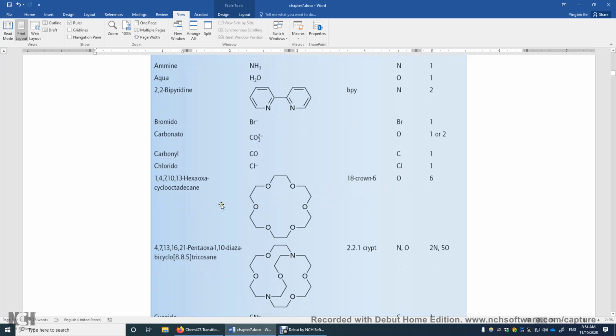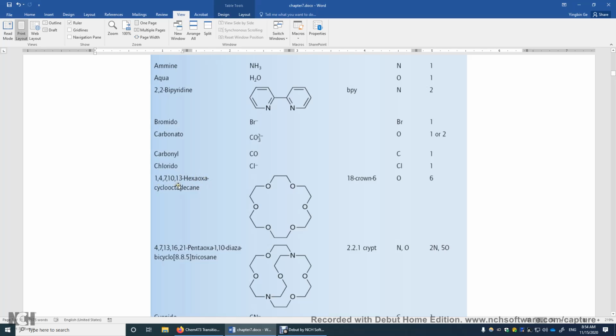Chlorido, that's easy. This one, there are 6 oxygen atoms in the ring. So this is the IUPAC name, with the positions of the oxygen atoms. Hexa, that means 6 oxygen atoms. In cyclooctadecane, octadeca means 18. So if you just say cyclooctadecane, that means 18 carbon atoms in this ring. But then you have hexaoxa, that means 6 carbons are replaced by 6 oxygen atoms.